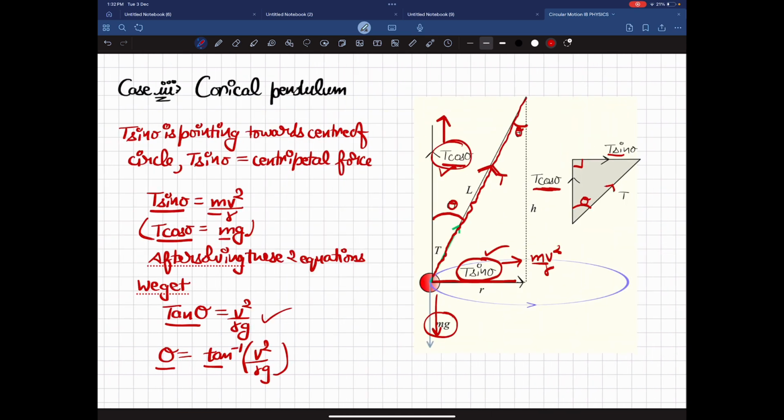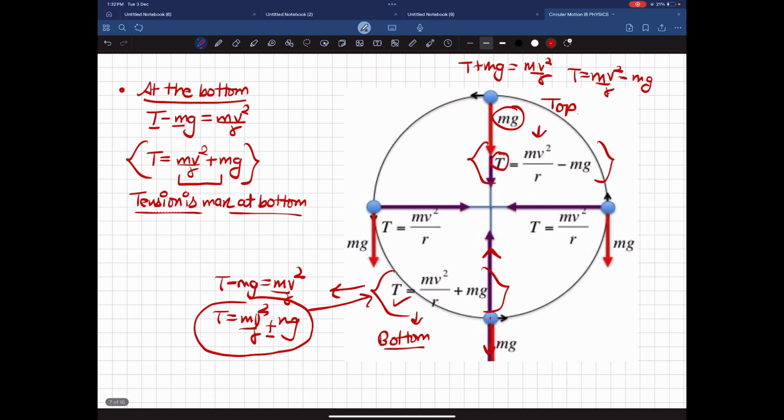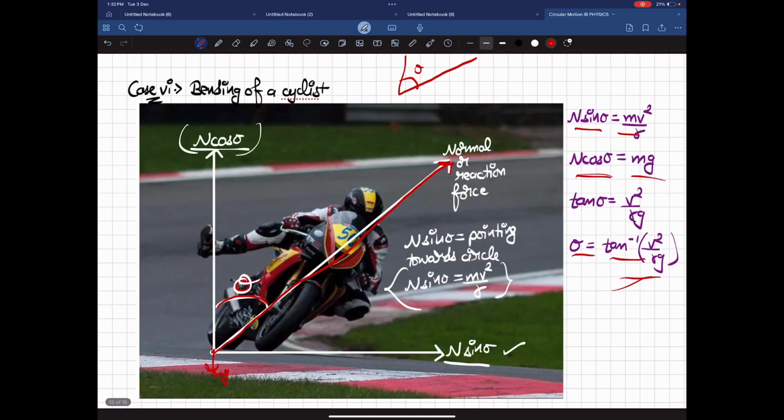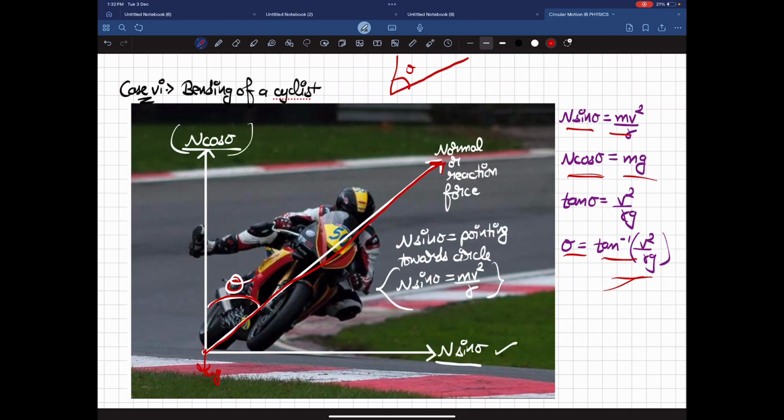It's nearly the same case. There's a force like this at some angle. The results are a bit different, but the physics is the same behind both of them. So normal is acting like this, n cos theta is here, n sin theta is here, n sin theta is acting as the centripetal force. So we did n sin theta is equals to mv square by r, and n cos theta is equals to mg. Divide them, you will get tan theta is equals to v square by rg, which means theta is equals to tan inverse v square by rg.